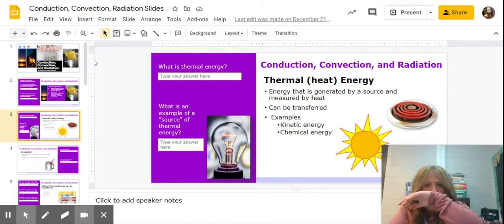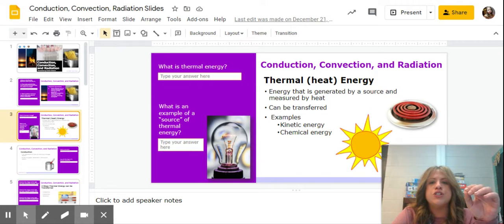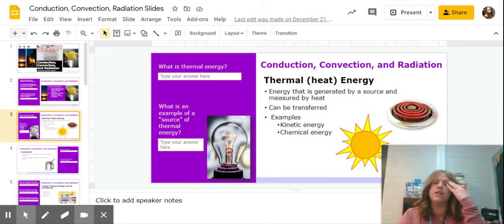Now, conduction, convection, radiation, we're going to start with thermal energy. Thermal means heat. So it's energy that is generated by a source and measured by heat. Generated means it's made by a source. Generated is made. So energy that is made by a source and measured by heat. It can be transferred. Types of examples are kinetic and chemical.